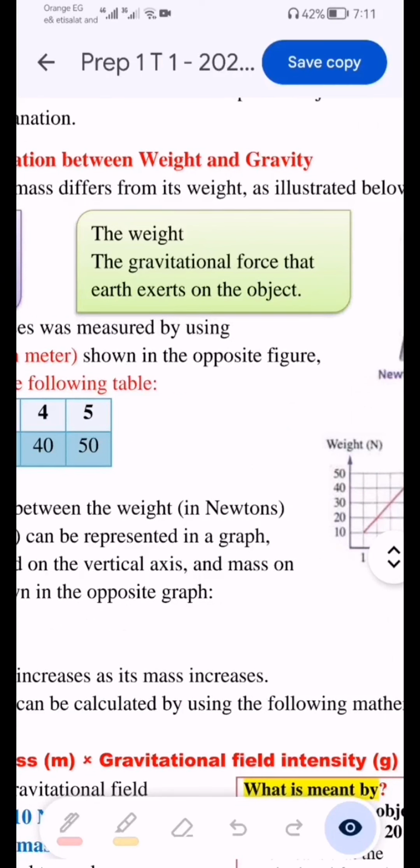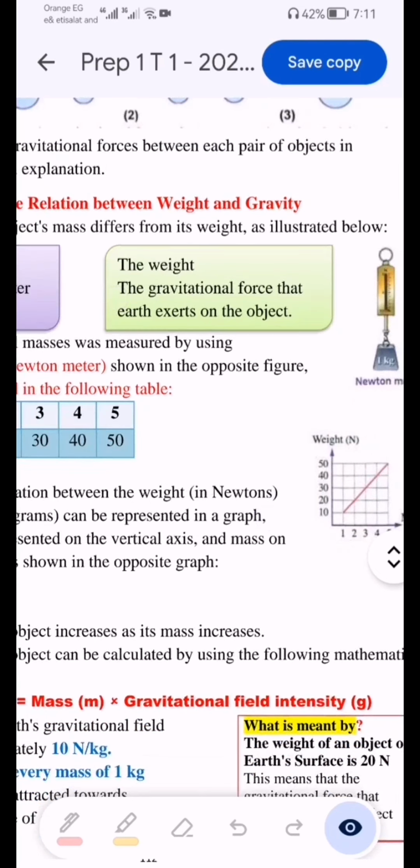So the weight depends on what? It depends on gravitational force, okay? The weight means the gravitational force that exerts on any object. So when you measure your mass and find it 70 kilogram, okay? The weight of you will be what? It will be the amount of gravity effect on this mass, 70 kilogram, on your body.